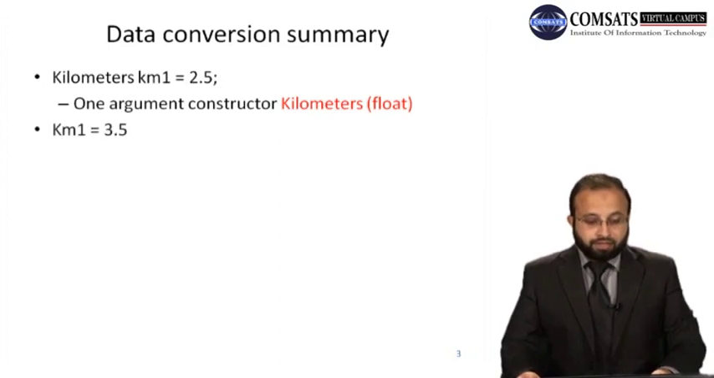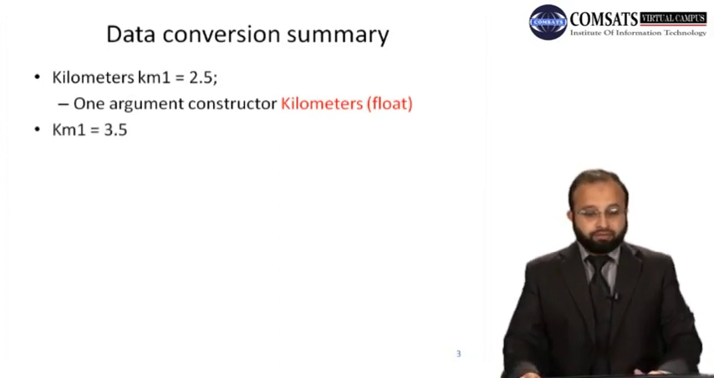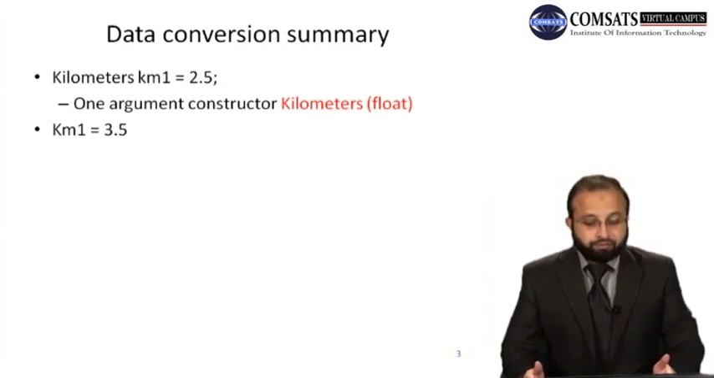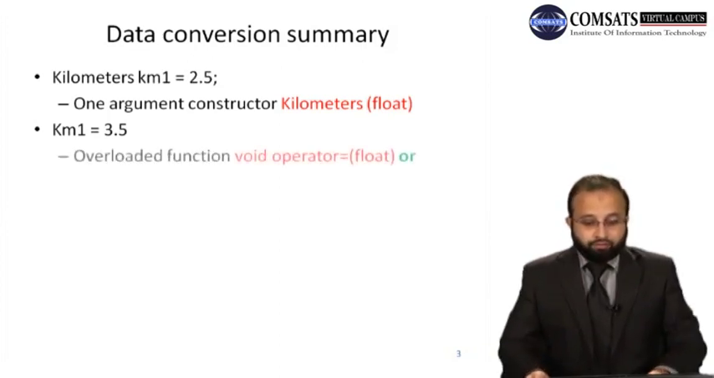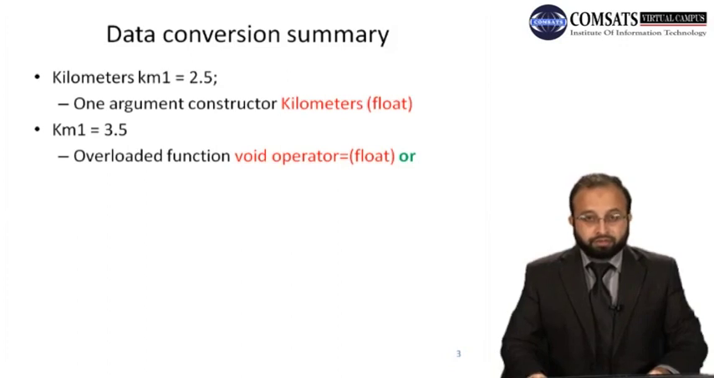The second statement is km1 is equal to 3.5. So for example, further in the program, after declaring the object km1 of the kilometers class, you can assign a floating point value to that object. But now you have the following option available: either you have an overloaded function, you overload the assignment operator in the kilometers class and the type of the function is void operator equals to float.